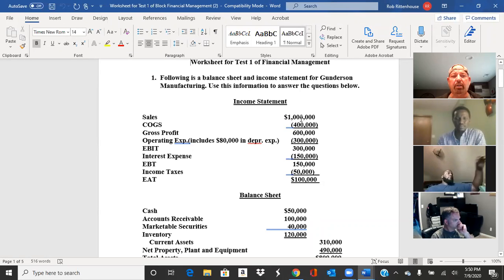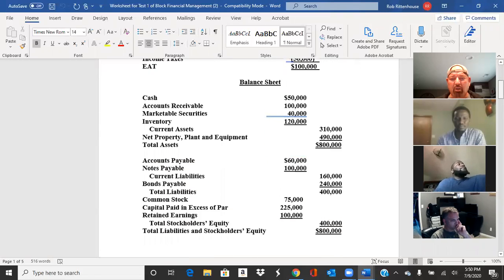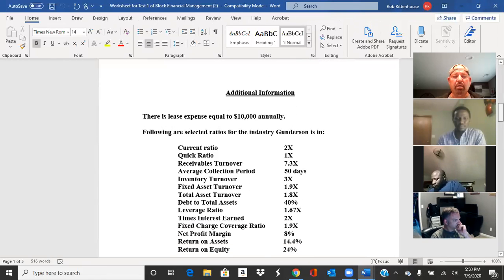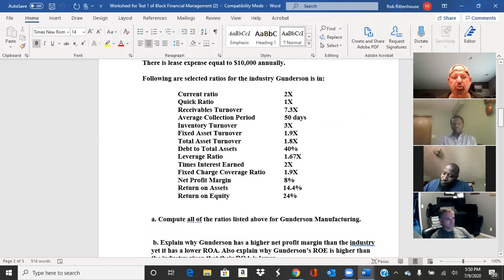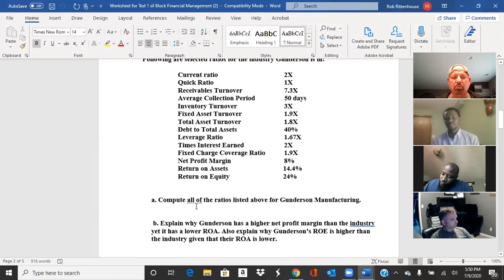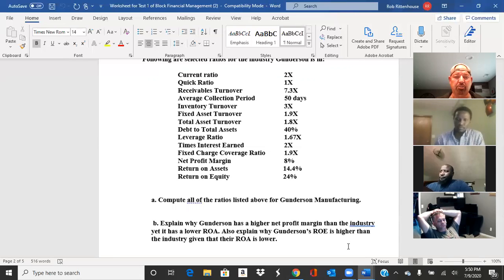First of all, we've got the balance sheet and income statement for Gunderson Manufacturing, and a little additional information in terms of their lease expense. Then we have various ratios for the industry, and we're asked to compute all the ratios for Gunderson and compare them to the industry. Then we have a second follow-up question on profitability ratios that involves the DuPont analysis.